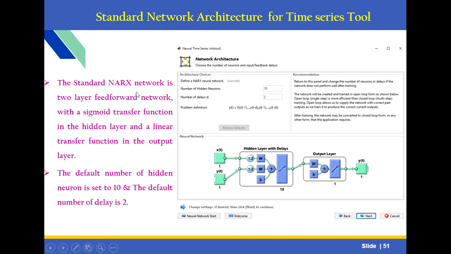The standard NARX network is a two-layer feed-forward network with a sigmoid transfer function in the hidden layer and a linear transfer function in the output layer. The default number of hidden neurons is 10. The default number of delays is 2 here. After training, the network may be converted to closed loop form or any other form, depending upon the application.